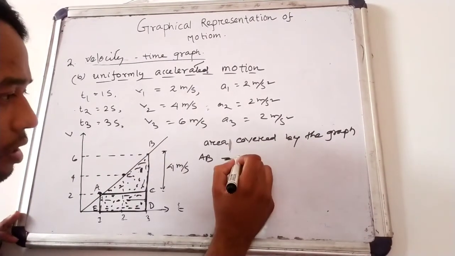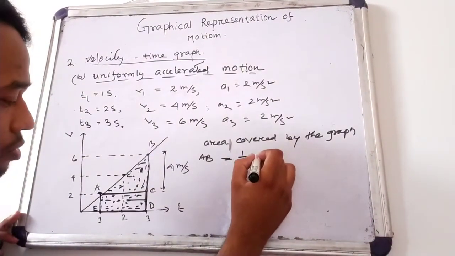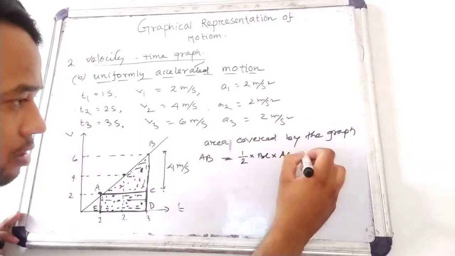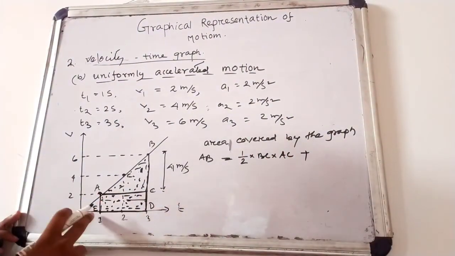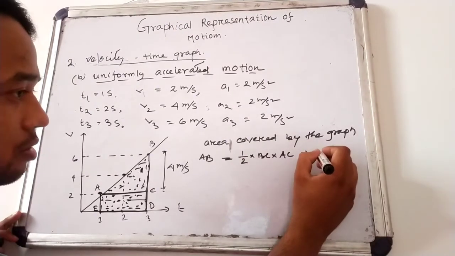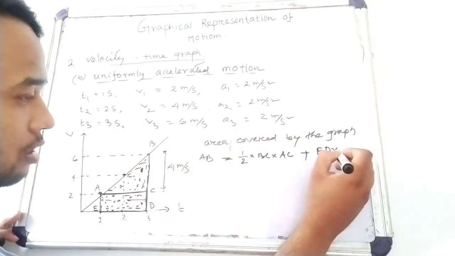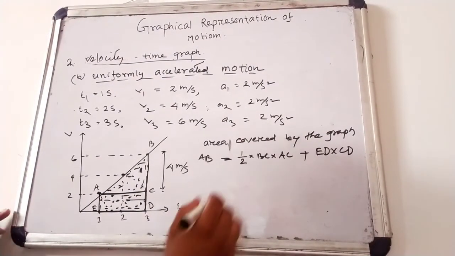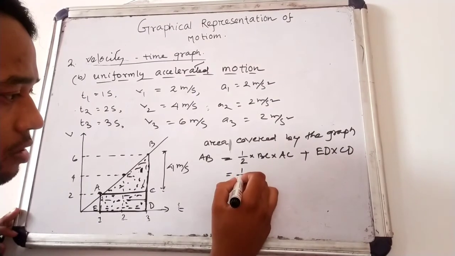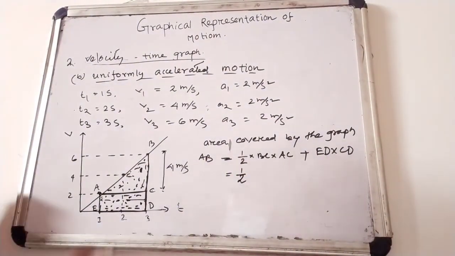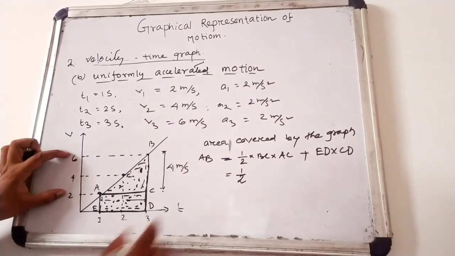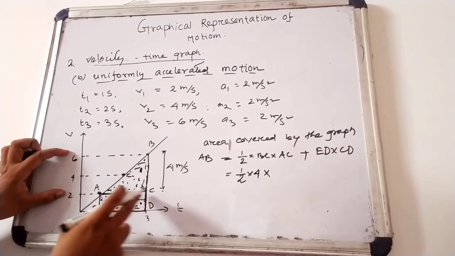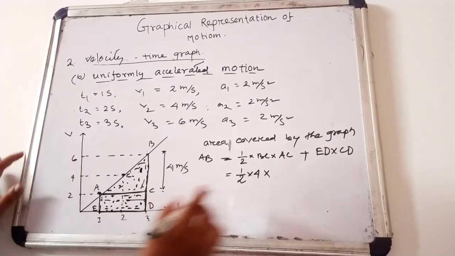So area of this triangle is half into perpendicular into base, plus area of this rectangle is length into breadth, ED into CD. Okay, so BC is how much? This one, 6 minus 2, 4, and AC is how much? 3 minus 1, 2.